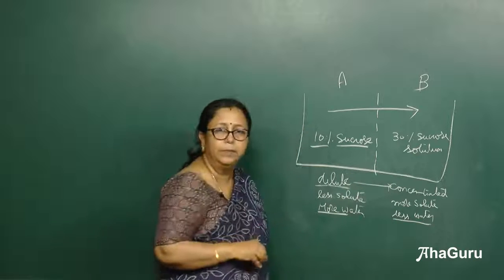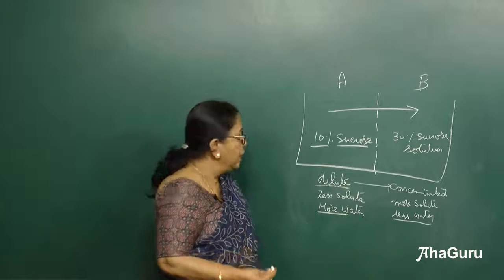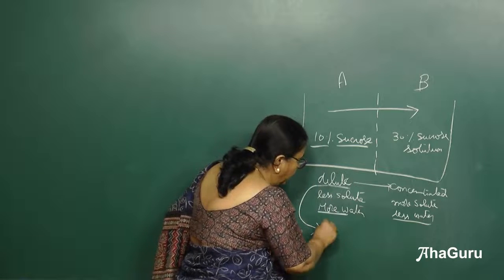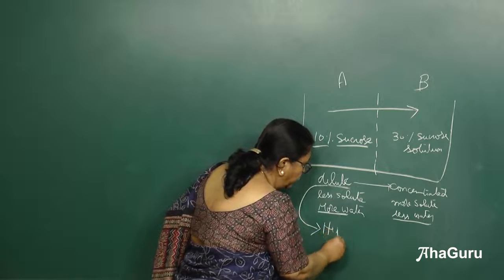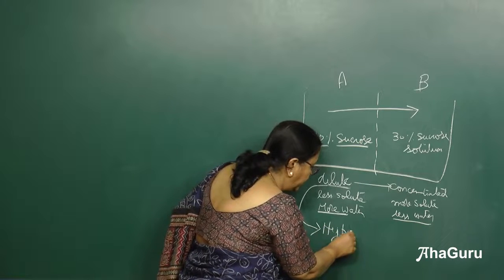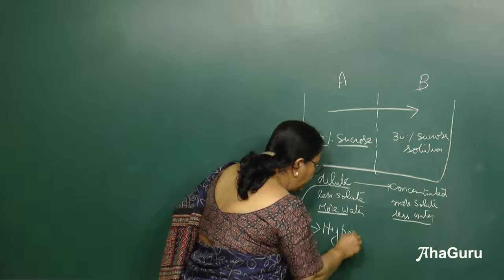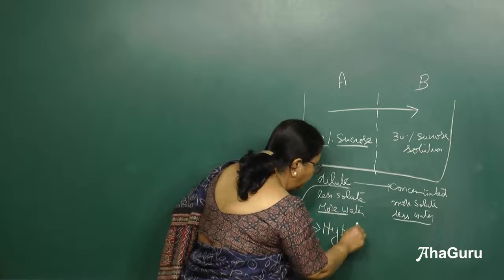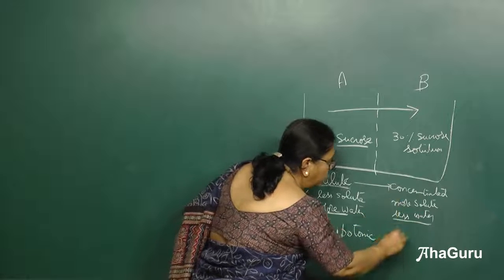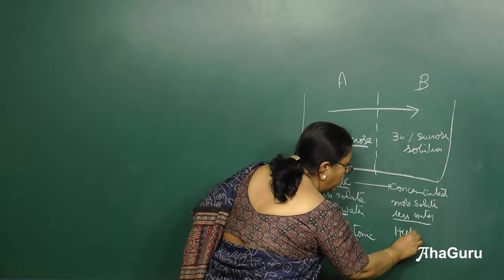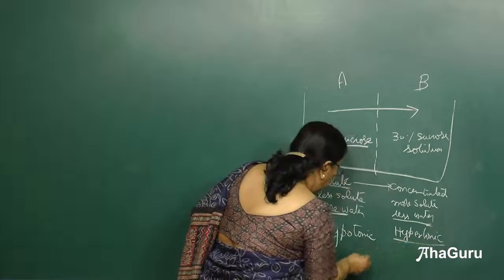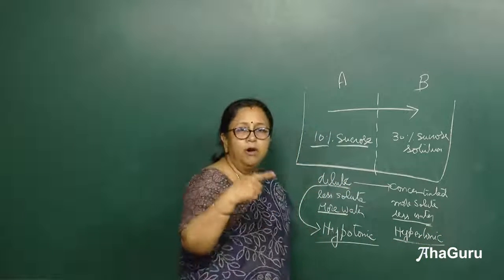This dilute solution is called a hypotonic solution. Especially in biology, when it comes to cells, we talk about a dilute solution as a hypotonic solution, and the concentrated solution is called a hypertonic solution. This is used in biology with respect to the environment of the cell.